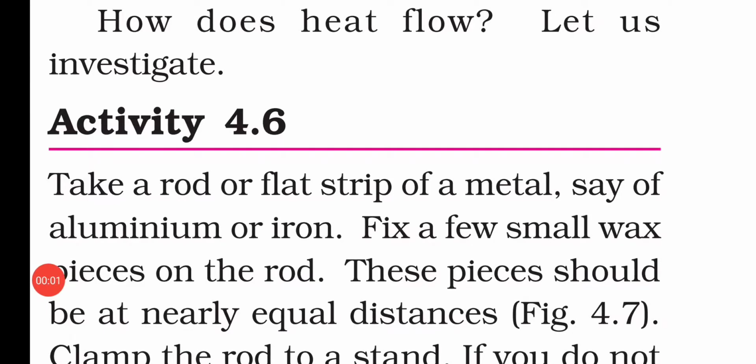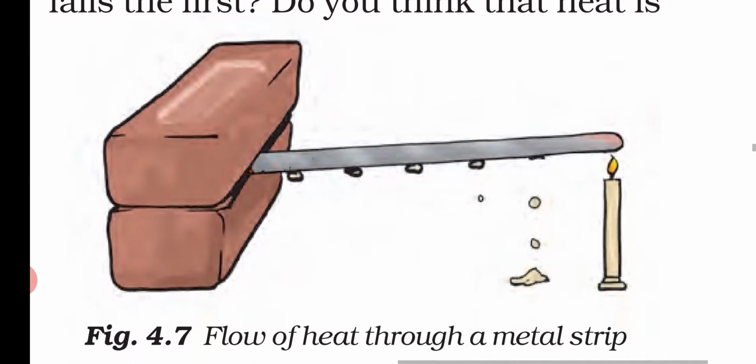Now, how does heat flow? Let's understand by an activity. In this activity, first of all, we need a rod or a flat strap of metal. It may be of aluminium or iron. On this strap or metal rod, we have to attach small pieces of wax at equal distances. Then we have to hold it in a stand. If we don't have a stand, no problem, we can take two bricks and hold this metal strap or rod between them like this.